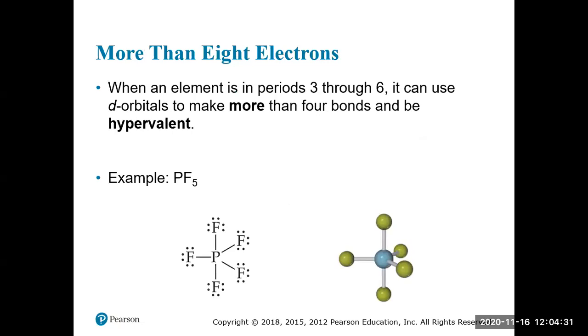Sometimes we get more than 8 electrons, and we had one example of that in the lab. And so that's called hypervalent. And here's an example of phosphorus with 5 fluorines around it.